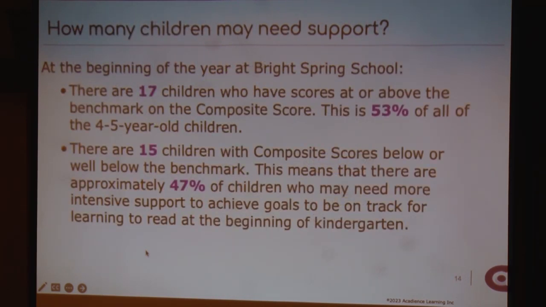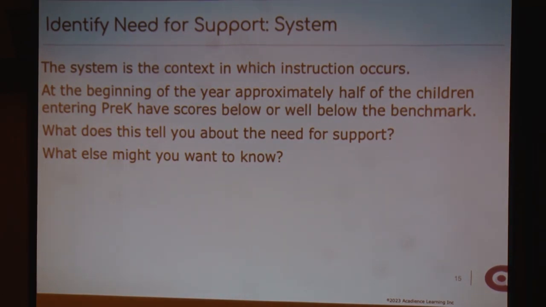So about half the kids coming into Bright Spring School in these 2 classrooms are scoring below or well below the benchmark. And I will tell you the data is real data from a real school districts. So system is the context. And as I just said, half the kids have scores below or well below, half have scores above, well above. What does that tell us about need for support?